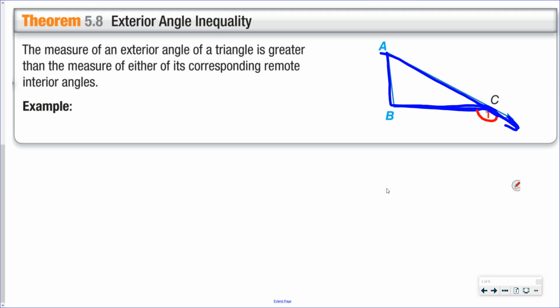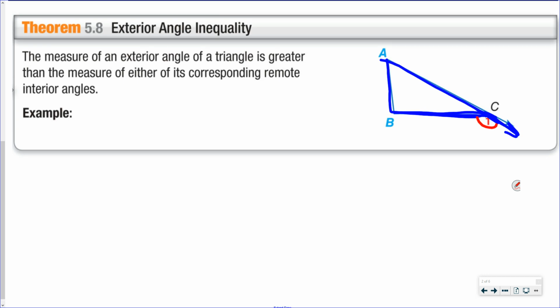So from the exterior angle theorem, I know the measure of angle 1 is the same as, in this case, the two remote interior angles would be A and B, the ones that don't touch or make up angle 1. I know that the measure of angle 1 is going to be the same as that sum. So what this theorem says is that if these angles added together total the measure of angle 1, then that exterior angle has to be greater than each individual angle. It has to be greater than whatever the measure of angle A is.